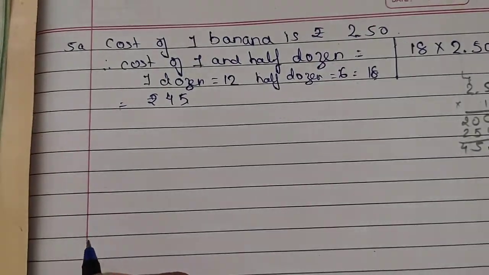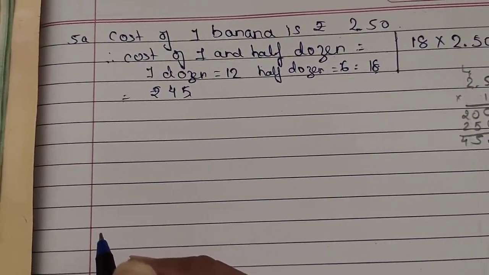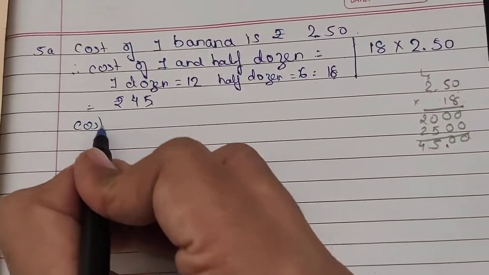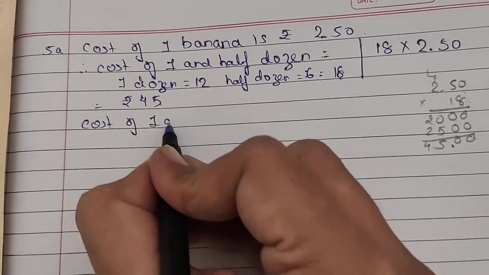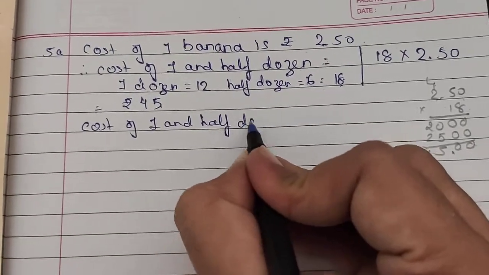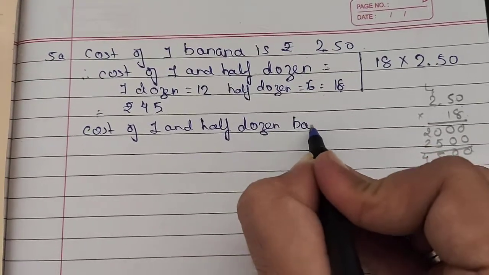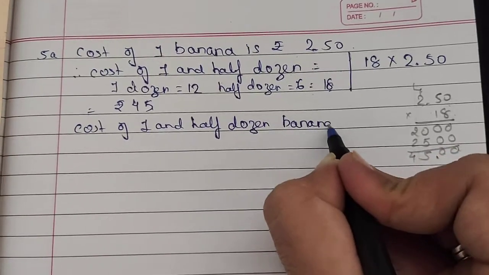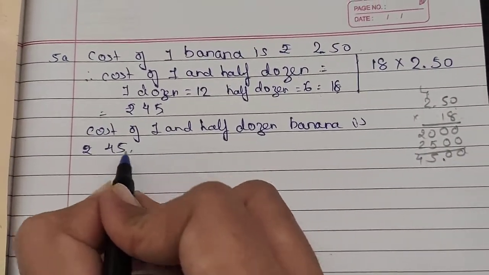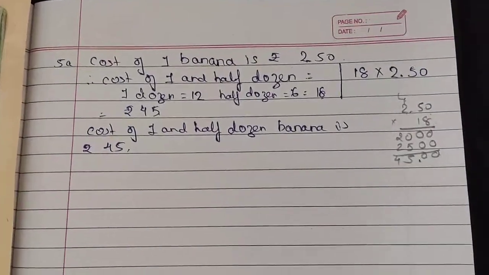Now the cost of 1.5 dozen bananas is rupees 45. 1.5 dozen bananas is rupees 45.